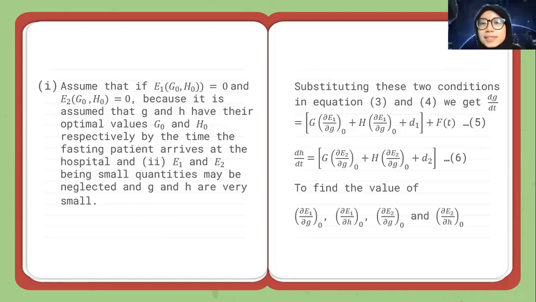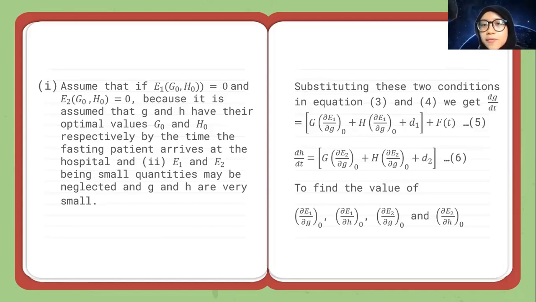Substituting these two conditions in equations 3 and 4, we get dg/dt = g ∂E1/∂G(G0, H0) + h ∂E1/∂H(G0, H0) + F(t).